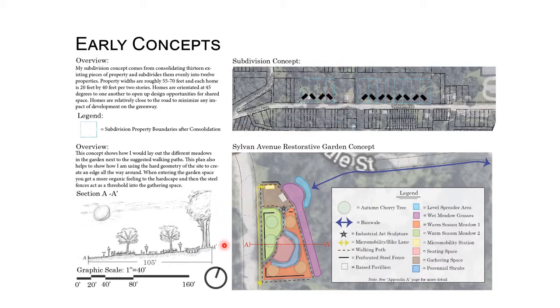Okay, so this is the early concept on how I anticipated laying out the various meadows, paths, and gathering spaces in my restorative garden. Alongside the autumn cherry trees and perennial shrubs, there are two different types of warm season meadow mixes. And there's one meadow seed grass mix over here. Here you can see the site as a west to east section showing the scale of the space next to one another.